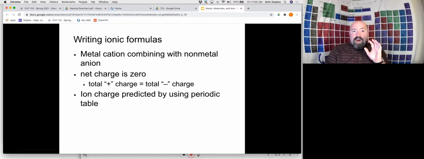When we write an ionic formula, we'll start fairly simply by just looking at two different atoms coming together, a metal cation coming together with a non-metal anion. They are going to come together in such a way that the total charge on the compound is neutral, so that the positively charged cations will balance out the negatively charged anions. And like I mentioned before, we can predict the ion charge by using the periodic table.